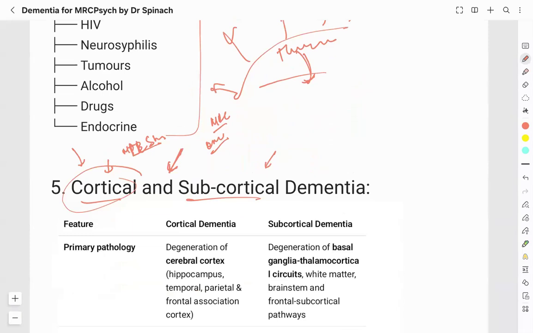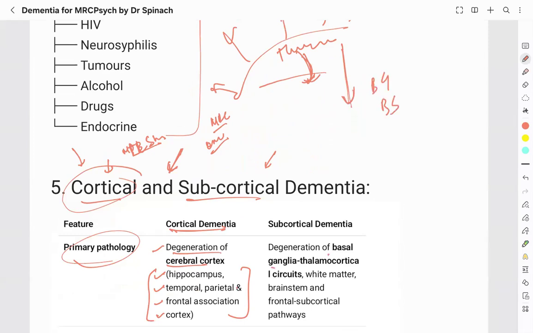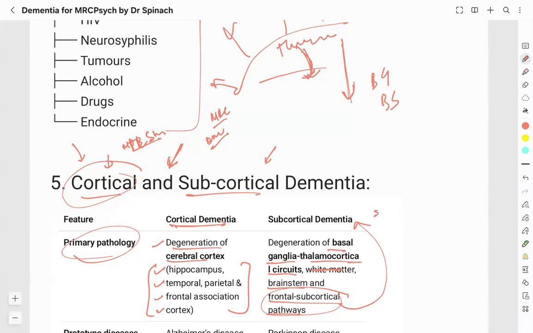So the primary pathology in cortical dementia is degeneration of the cerebral cortex. This will include the hippocampus, temporal, parietal, and frontal association cortex, all of these. Everything above the thalamus, and everything that goes down, like basal ganglia, brainstem, thalamocortical circuits, white matter, and frontal subcortical pathways, is involved in subcortical dementia, as these are actually part of the subcortical structures of the brain.